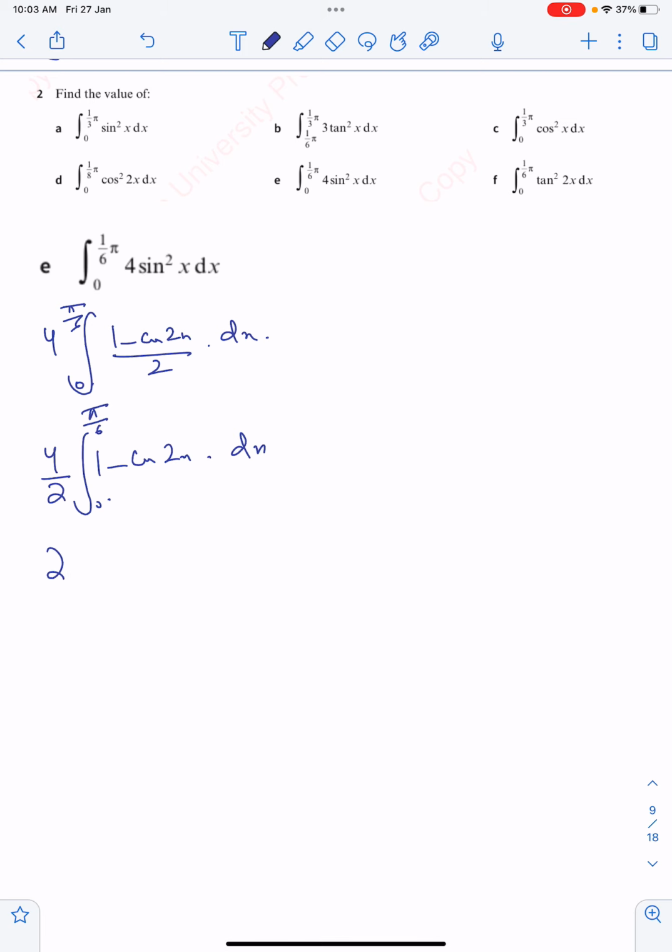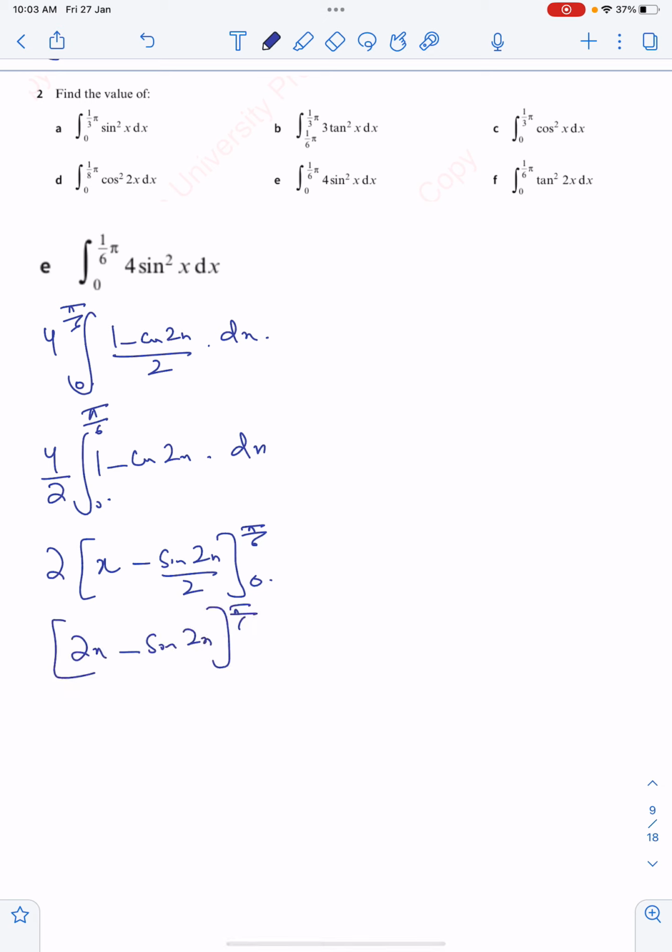Okay, I'm going to start integrating now. Integration of 1 is x minus integration of cos of 2x is sine of 2x divided by 2. Okay, and now the boundaries are pi by 6 and 0. If I multiply both of them by 2 firstly, I'll get 2x minus sine of 2x. Now I have to apply the boundaries of pi by 6 and 0.